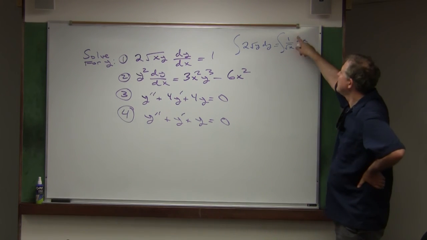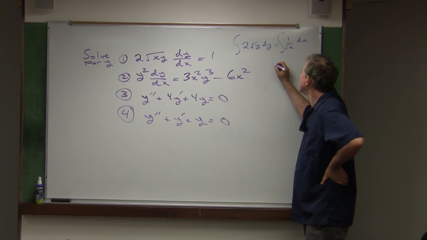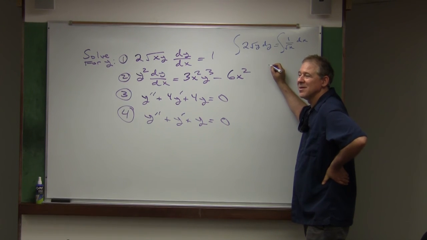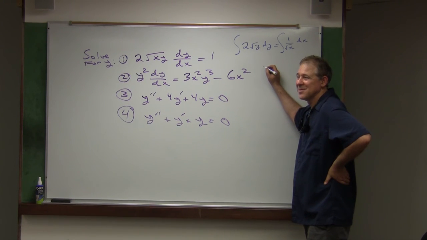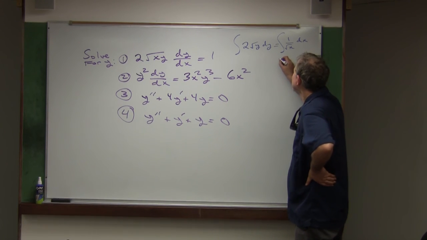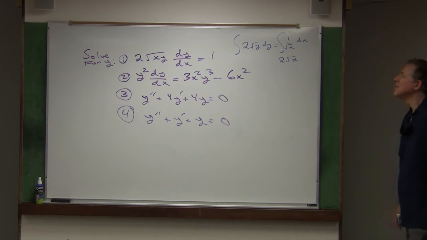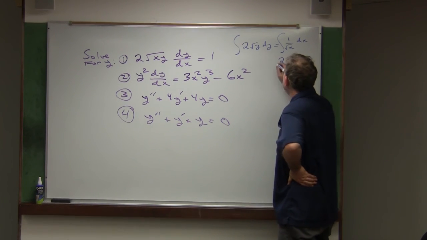And what's the antiderivative here? It's 1 over 2 root x... oh, times 2, right? This is 2 root x. Yeah, so 2 root x plus c, and what do we have here? What's the antiderivative here?